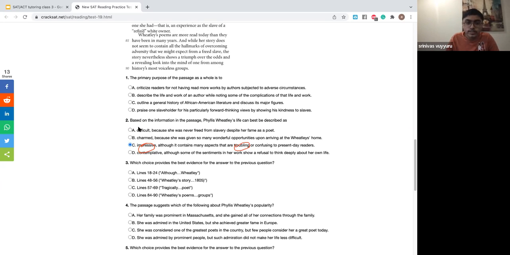And another reason is simply because the other choices just don't work. A doesn't work because she was freed. B doesn't work because it doesn't talk about her being charmed because she was enslaved. And D doesn't work because nowhere in the passage does it say she doesn't want to talk about her own life. I hope that answers the question of whoever asked it before.